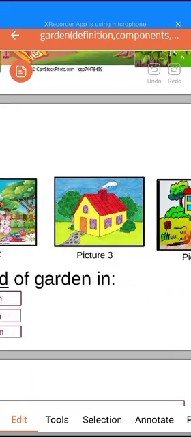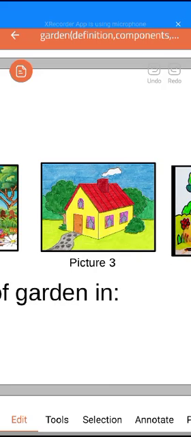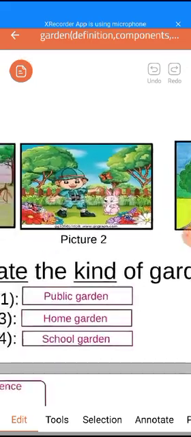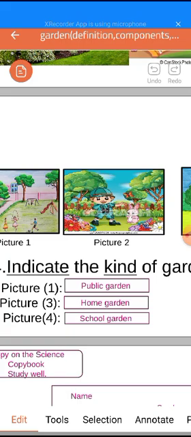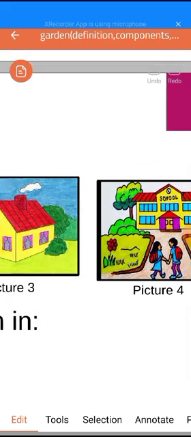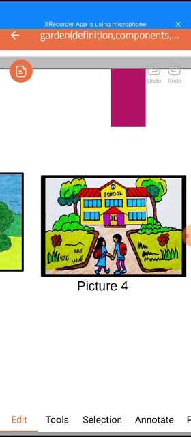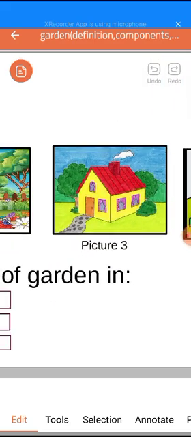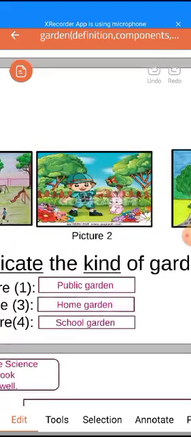Picture 3, we're seeing a house. The garden is next to the house. So in picture 3, the kind of the garden is a home garden. Finally, picture 4. Picture 4, we can see some students going to school. So the garden is in the school, next to the school. So in picture 4, the garden is a school garden.